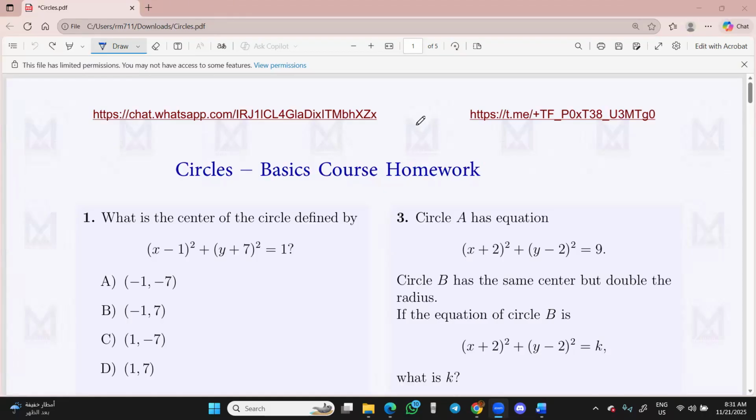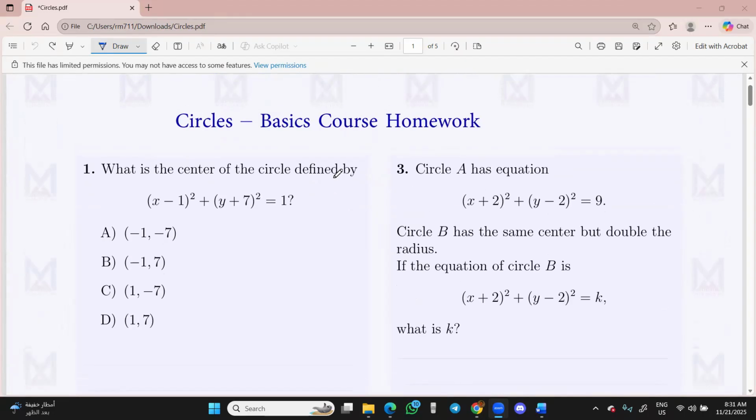Hello, dear students. Today we are going to explain the lesson circles, especially the homework part, because some people asked for this explanation. And the homework here is talking about the circles in the basics course.